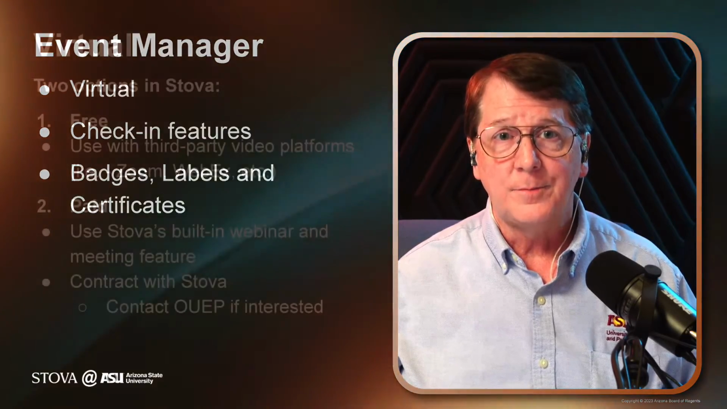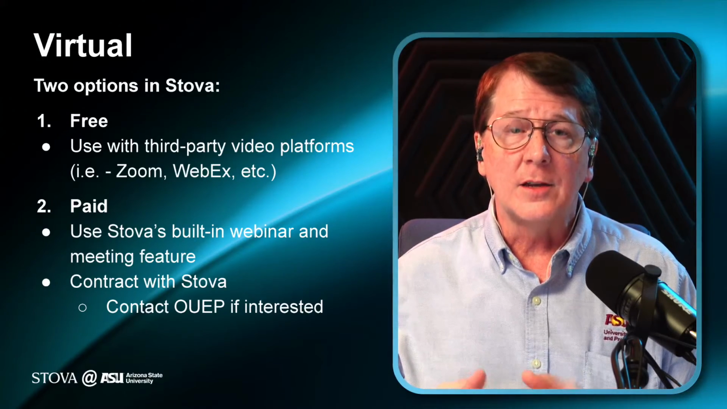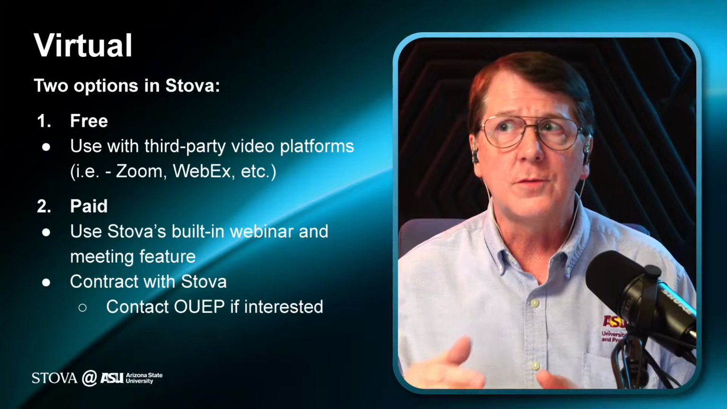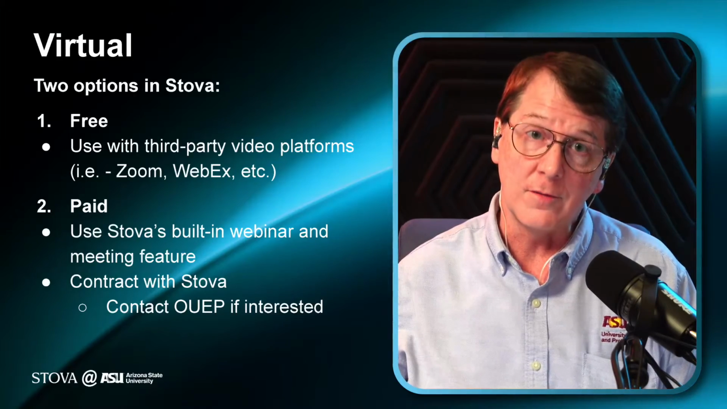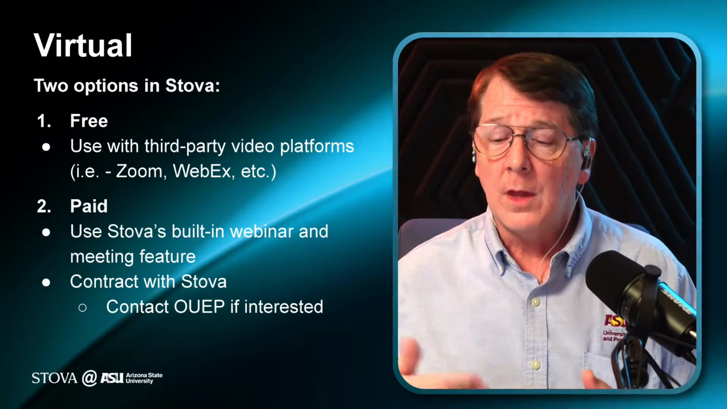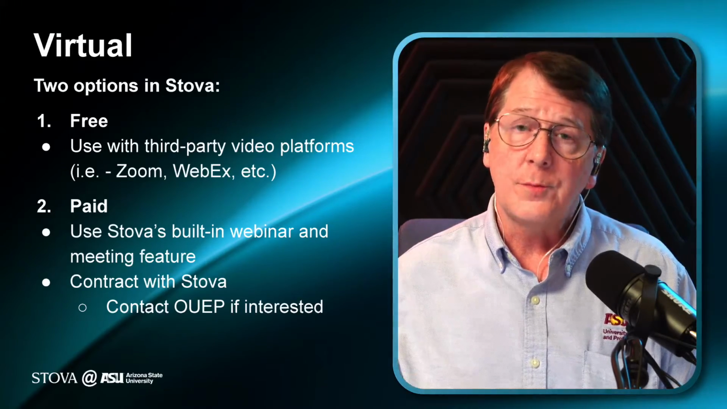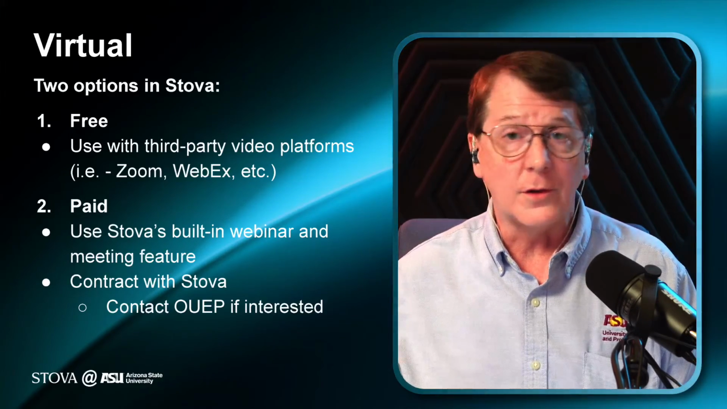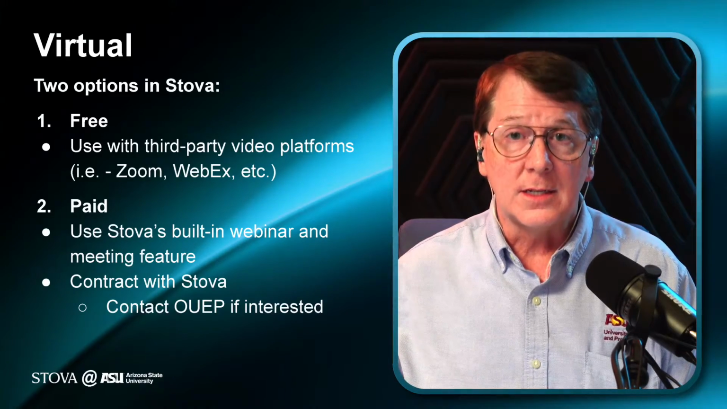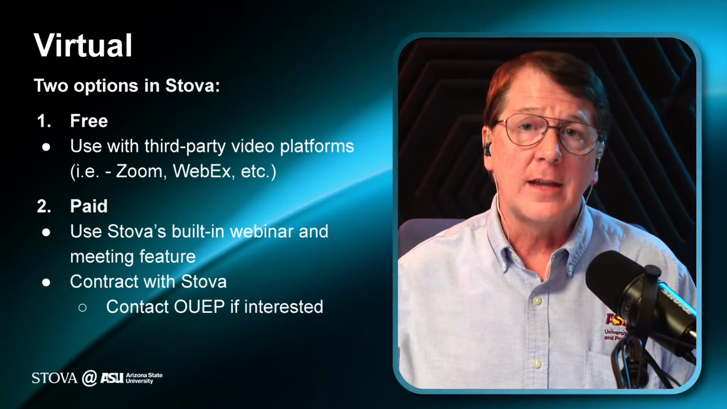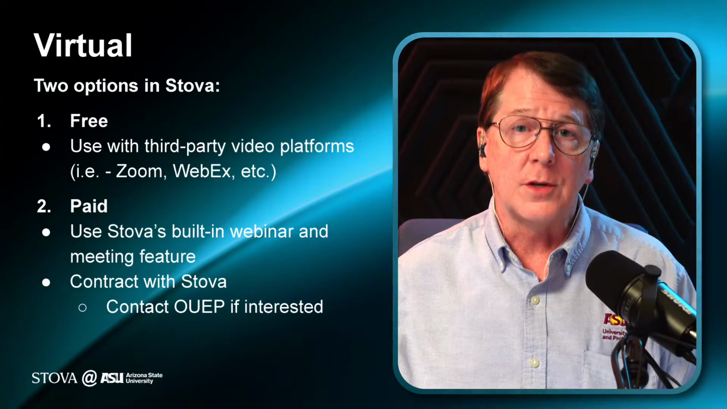So we're going to kick off with the virtual features, and the thing you need to know is that there are actually sort of 2 flavors of the virtual technology in Stova. There's the free version and there's the paid version. The free version is active now for you to use, and it allows you to use third-party video platforms such as Zoom, but also WebEx, GoToMeeting, any system that provides you links to send attendees to that technology. That's what you can use for free right now in the registration module.